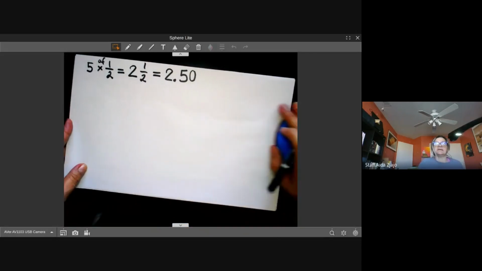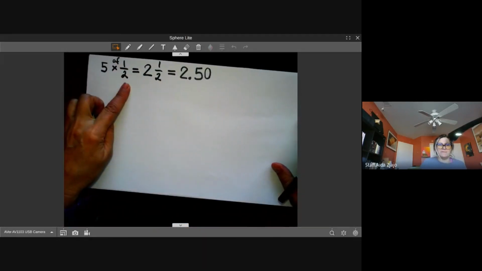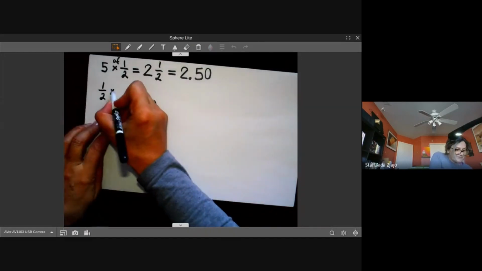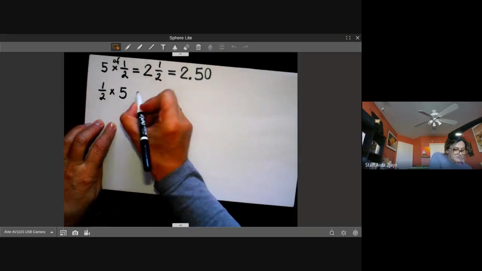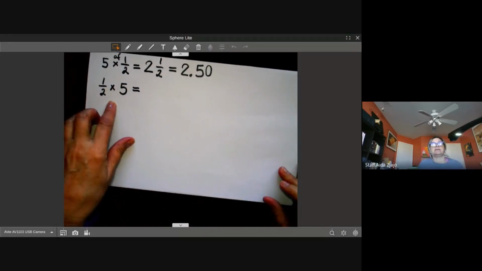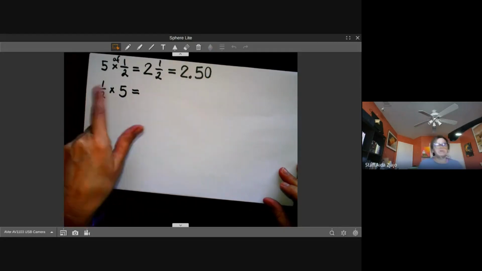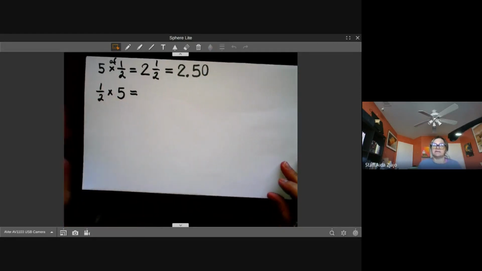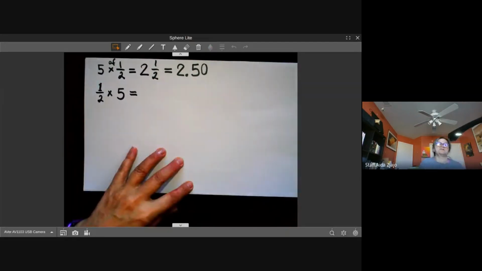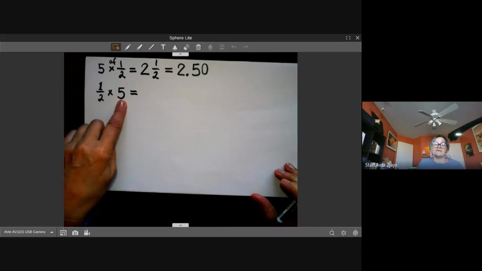That's one of the ideas when you read the language, 5 groups of 1/2. But what if you have 1/2 of 5? The story will change. What we are looking at in this problem, the answer is going to be the same, but the story that I can create is going to have a different language. It will be, what is 1/2 of 5?